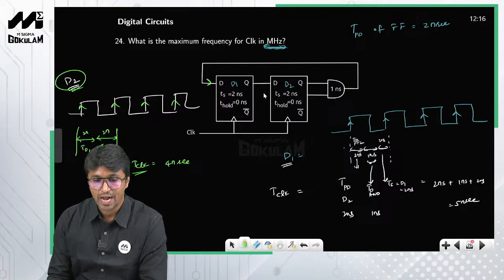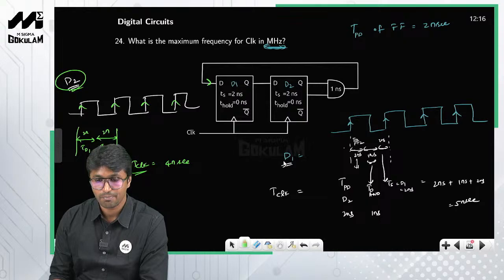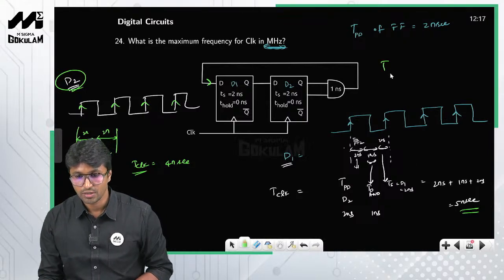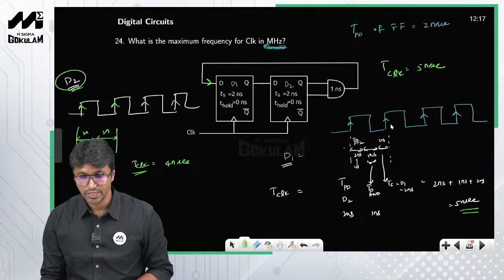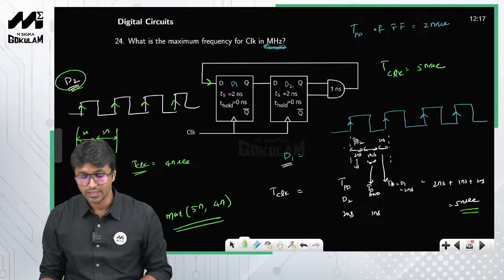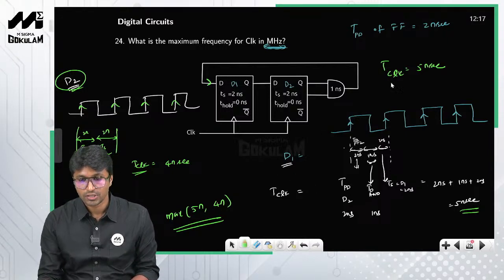So which critical path decides the clock duration? Listen, you have to take the maximum of these values. So this is 5 nanoseconds. Therefore, the clock duration should be equal to 5 nanoseconds, right? Which is the maximum of 5 nanoseconds and 4 nanoseconds. So this critical path decides the clock frequency. So 5 nanoseconds.